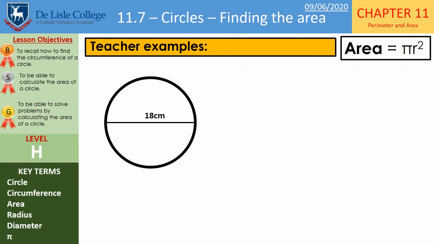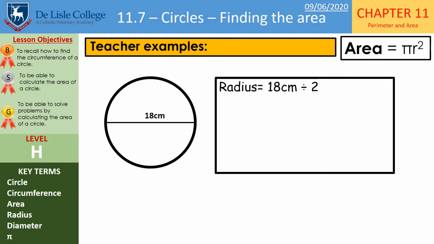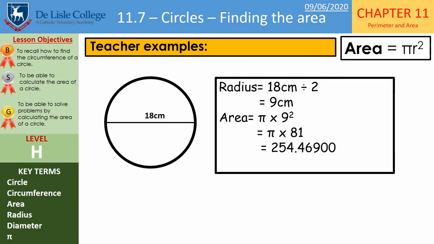Okay, so, how do we find the area of this one? Well, the area is pi r squared. So what's the radius? I know. The radius is 9 centimetres. And then we're off. Pi times 9 squared. Pi times 81, 254.5 centimetres squared. So just be careful whether you're given the diameter or the radius on the diagram. Let's look at the next one.